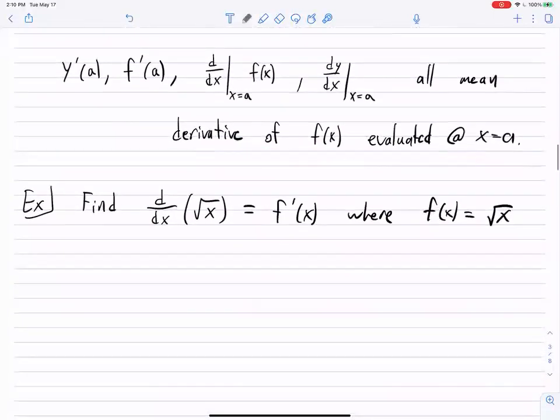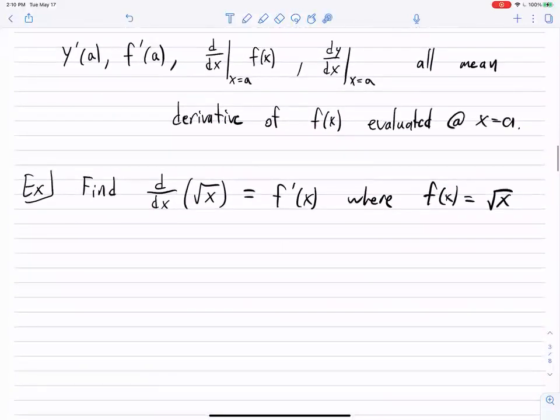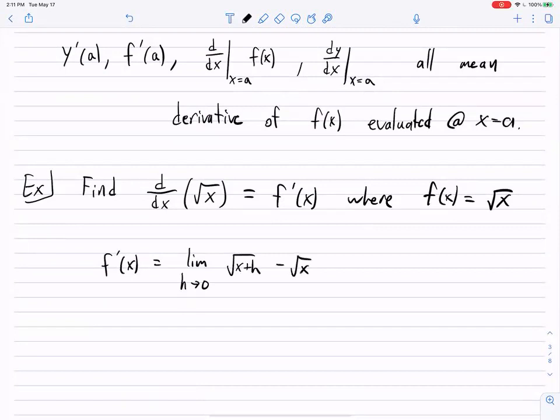So let's do another example. Let's find d dx of the square root of x, which is the same thing as f prime of x, where f of x is the square root of x. So by definition, f prime of x is the limit as h approaches 0 of the square root of x plus h, because that's f of x plus h, minus the square root of x, because that's f of x, all over h.